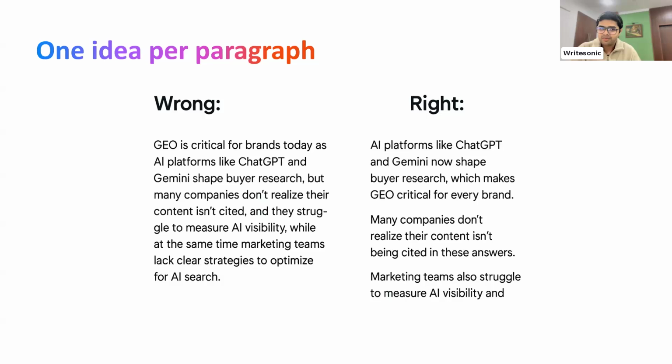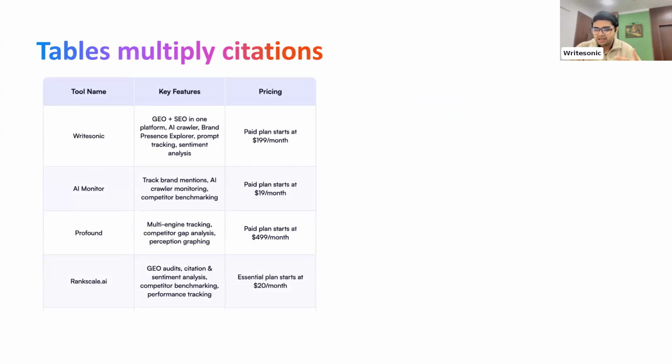Another thing is one idea per paragraph. So instead of writing long paragraphs, break it down, have one unique idea per paragraph. So it's more parsable and readable by AI there. Tables, again, another factor. Tables multiply citations. So make sure you have enough tables, whether it is comparison tables or any other kinds of tables that you add to the blog.